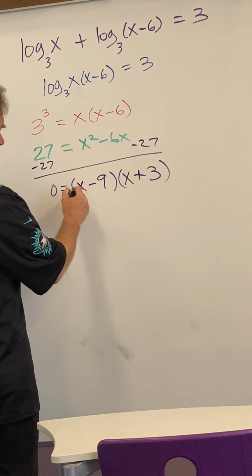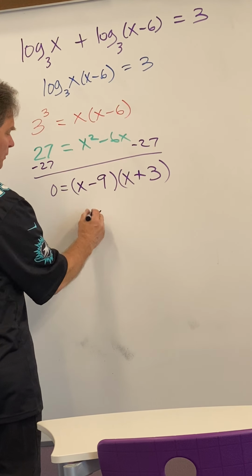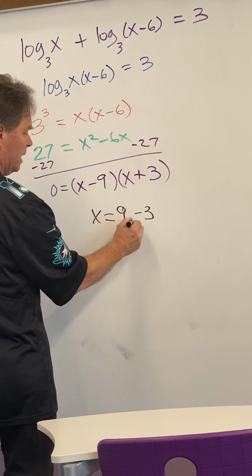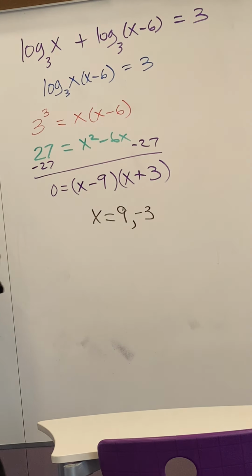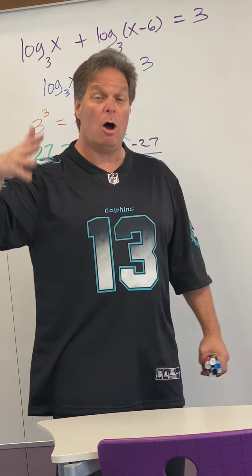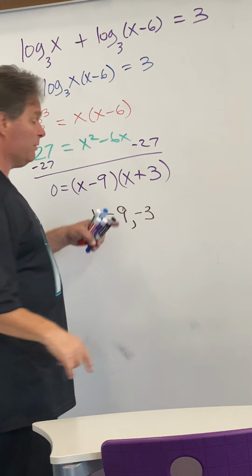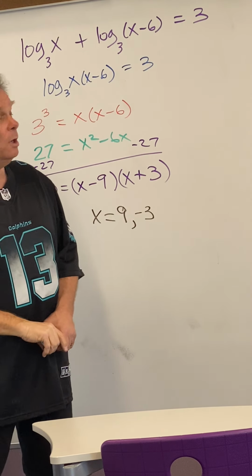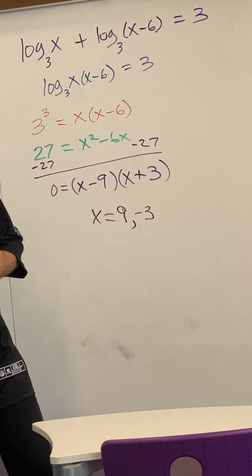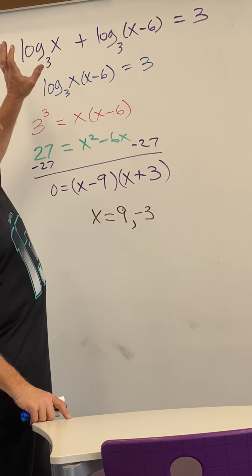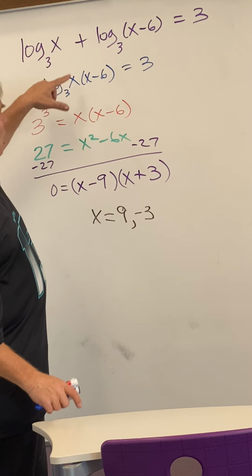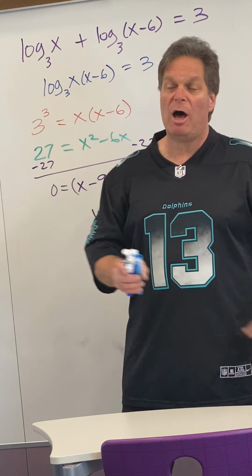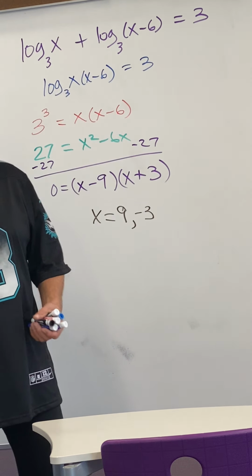So now x minus 9 is 0 or x plus 3 is 0. So x is positive 9, which would make that 0, or negative 3, which would make that 0. So my two potential solutions are 9 and negative 3. Now, are those potential or actual? They are potential. Because here, this is a very important thing. I told you this before, you may or may not remember it, but the argument of the logarithm, this x right here, and this x minus 6, has to be positive. It cannot be 0, cannot be negative.